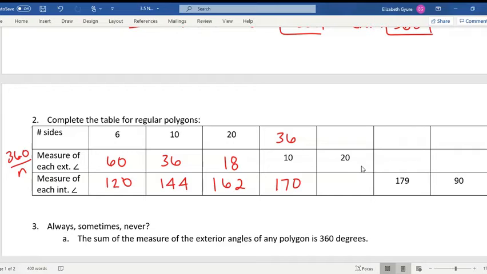Then here you have an interior or an exterior angle. So do 360 divided by 20. That would give you 18. And your interior angle, do 180 minus 20. That'll give you 160.